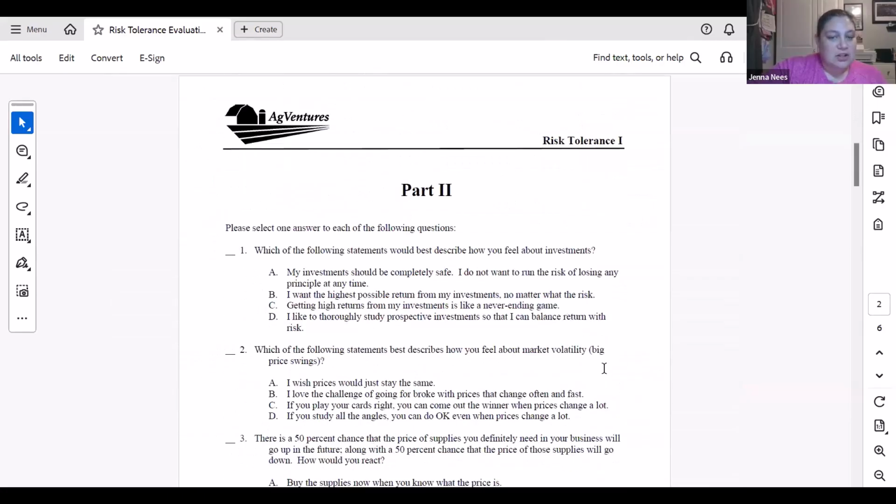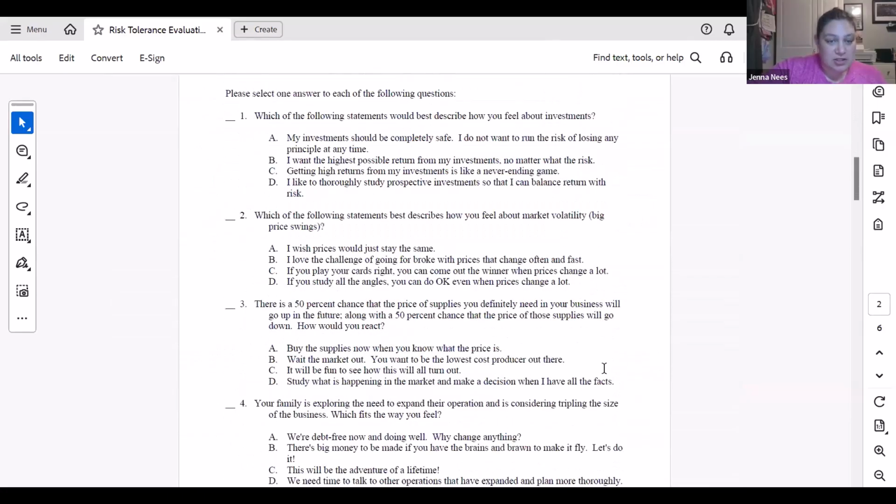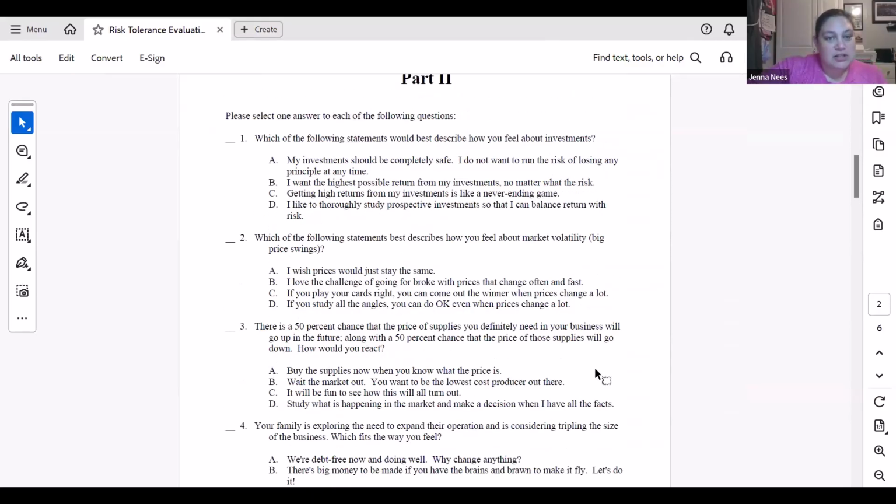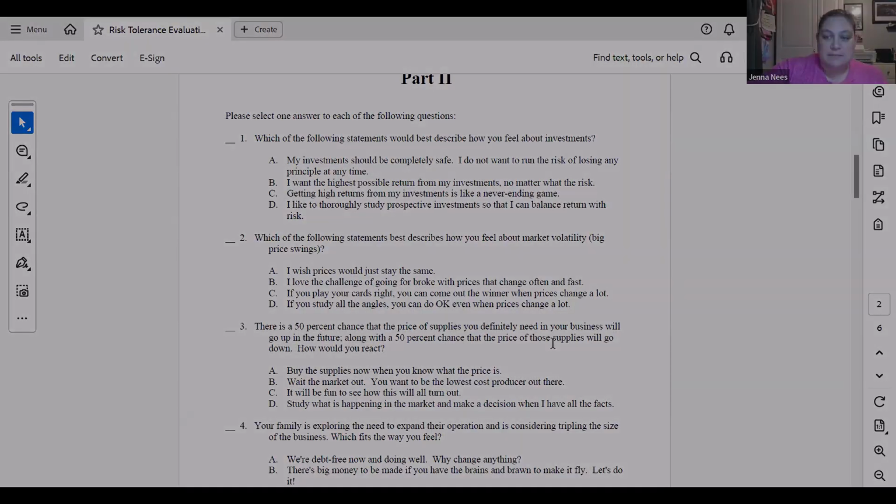The next is your turn to do part two, and there are 5 questions. You want to read the question and then select the answer, either A, B, C, or D, that best answers the statement. So, in the first part, which of the following statements best describes how you feel about investments? And you'll put your answer next to the number, and you'll do that for all 5 questions. Once you're done, again, please type done in the chat so I know when we're ready for the next thing.